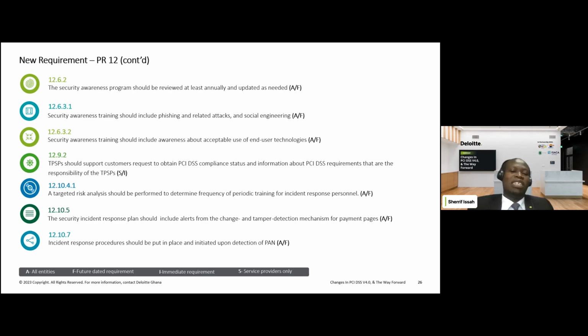Of course, a number of factors come into play to make that determination. Then section 12.10.5 also says that the security incident response plan should include alerts from the change and tamper detection mechanism for payment pages. As I indicated earlier, there's a new requirement for web applications or payment applications: we should have change and tamper detection.